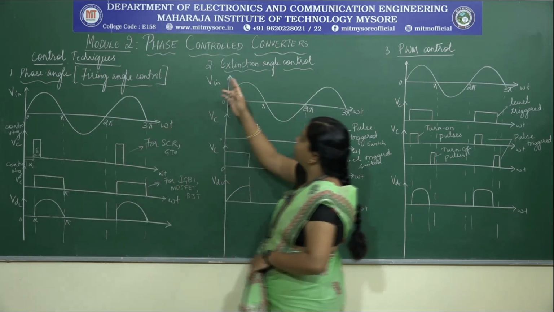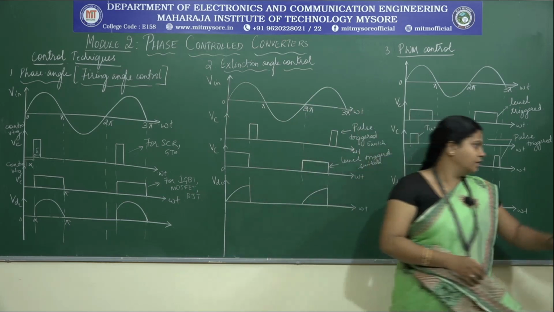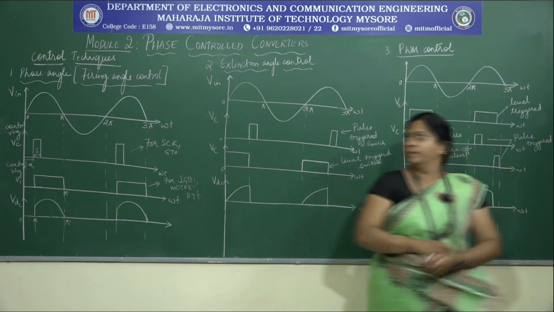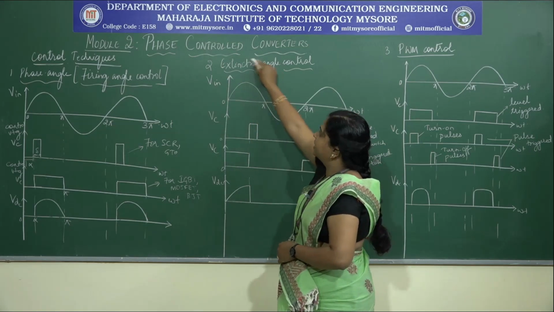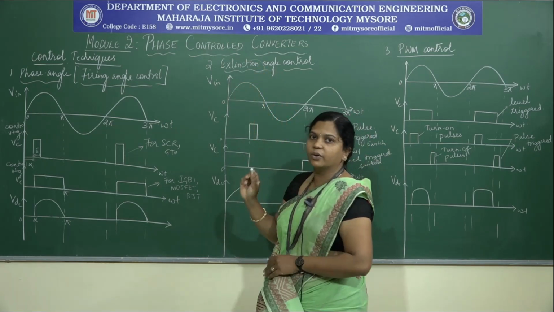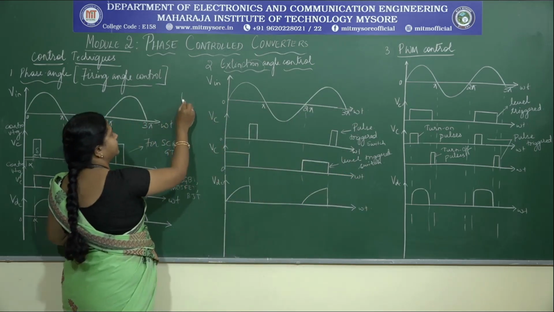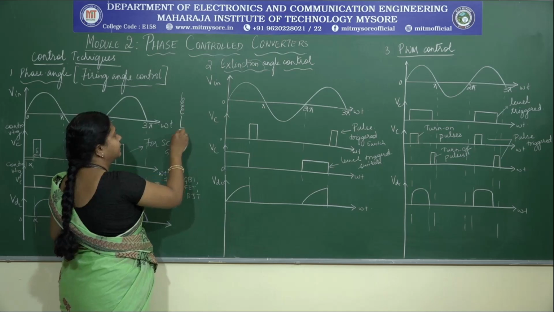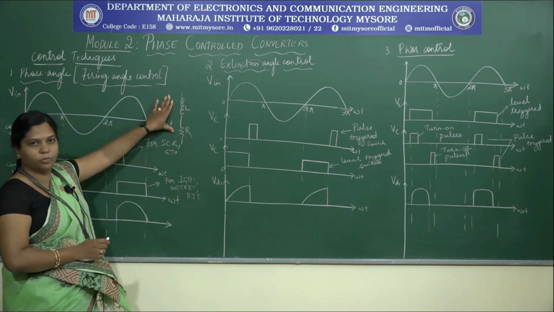Okay. The next type of control technique is extinction angle control. Extinction angle control is used when we are going to use energy storing devices. Let us say for example we have an inductor. This is an RL load. An RL load is connected at the output.